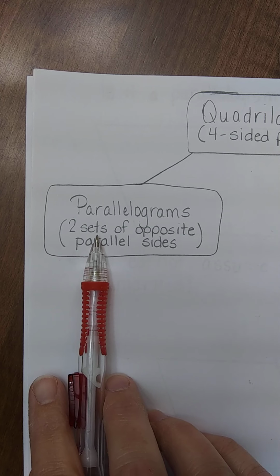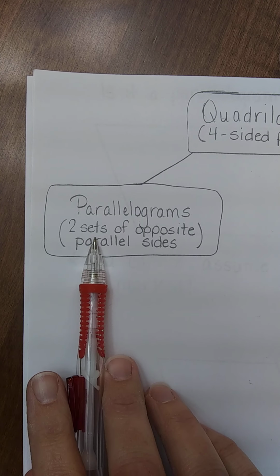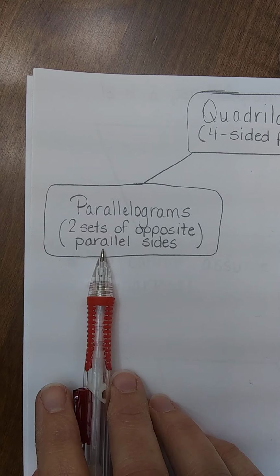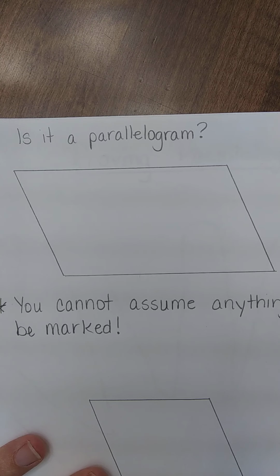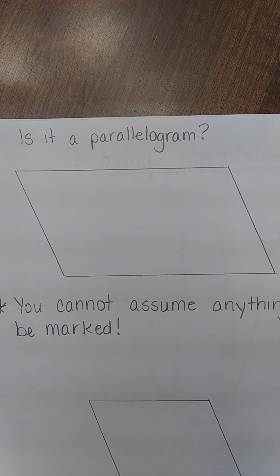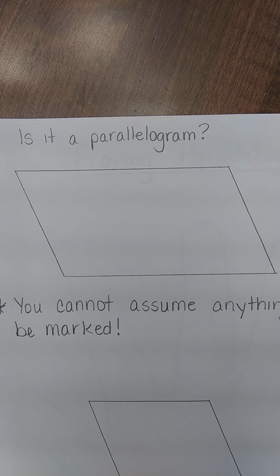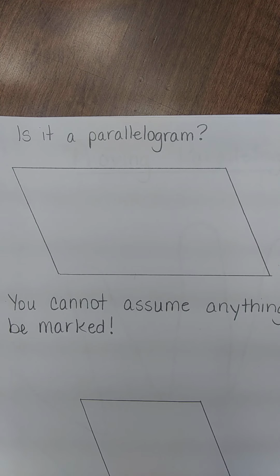So a parallelogram, by definition, has two sets of opposite parallel sides. So when you think that through, you would have two sets of opposite parallel sides. So my question to you is, is this a parallelogram? Remember, you cannot assume anything at all to be true. You can only use something that's marked. So you can't look at a shape and go, yeah, that's a parallelogram. Now, I will tell you it is because I drew it to be a parallelogram, but you can't look at it and say, yes, that is a parallelogram, without first having some information to go off of.